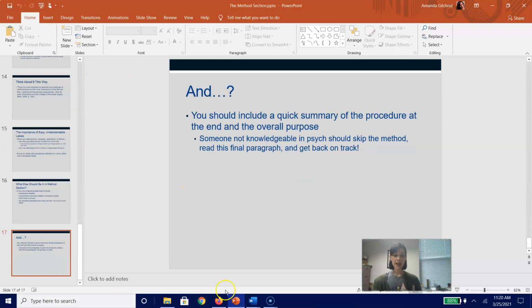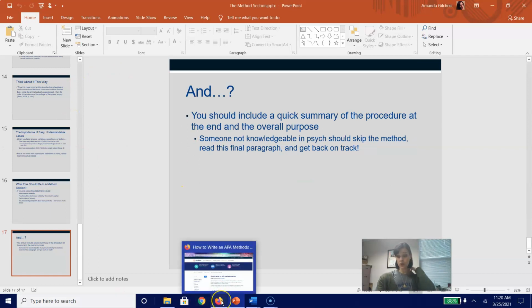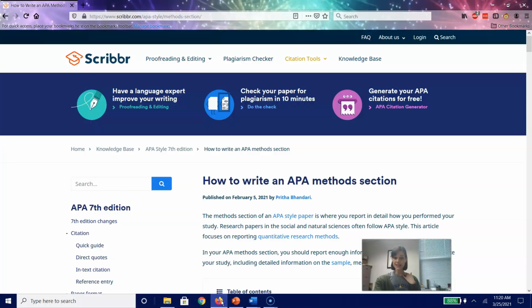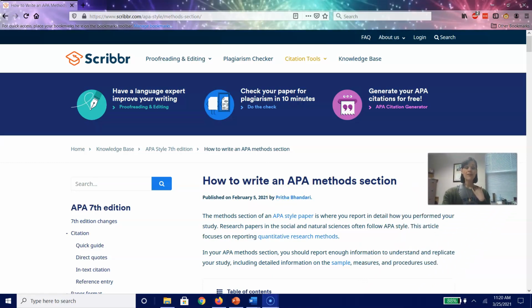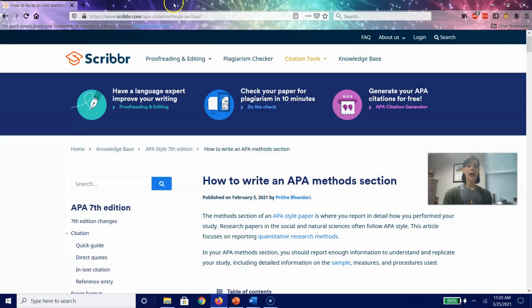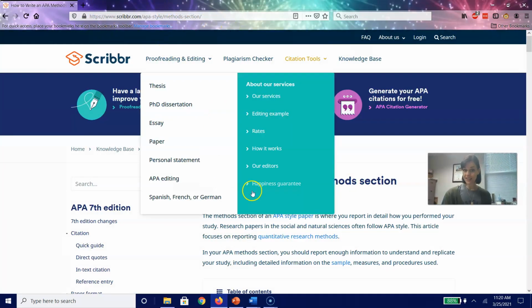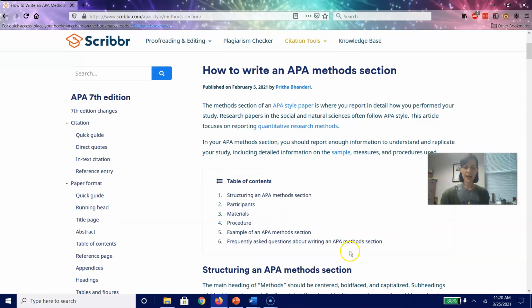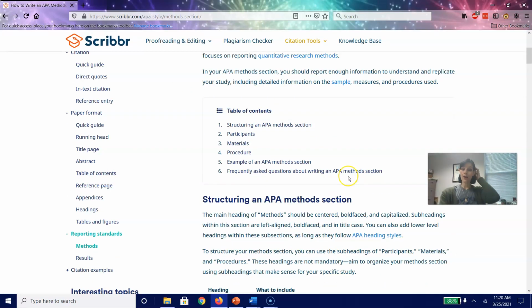Now, really quick, I do want to go over a few other websites that talk about writing an APA methods section. So I found this on Scribbr, and they also have a few examples. You can see the go away pop-up. We don't need you. You can see the web address here.